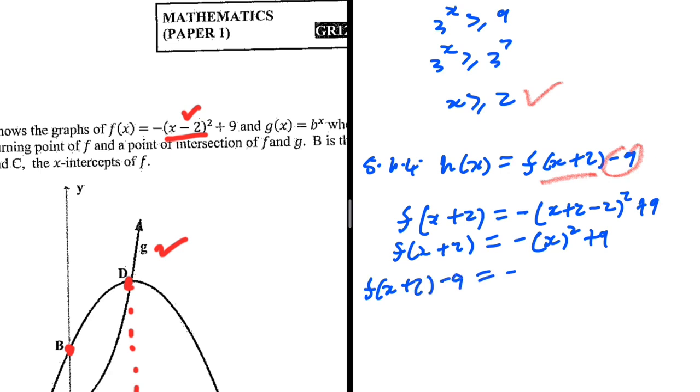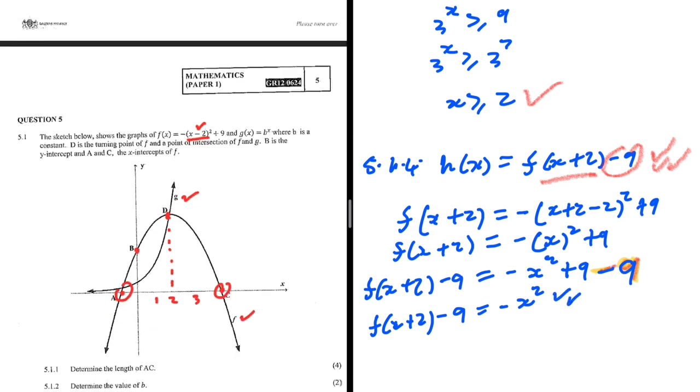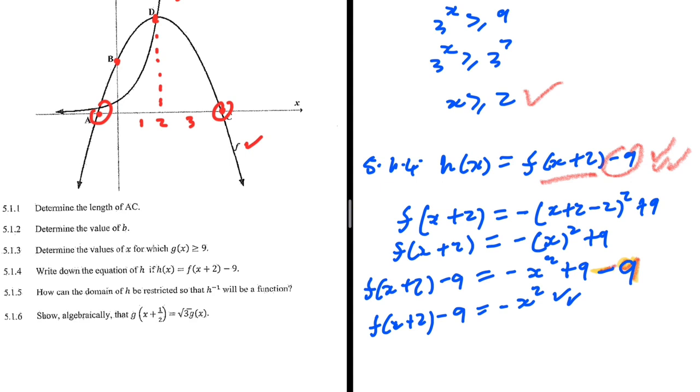This is equal to minus x squared, okay? Plus 9, and then minus 9, right? The 9 that is here, we are accounting for that. So f of x plus 2 minus 9 is going to be equal to minus x squared plus 9 minus 9, which is 0. So there we go. This is f of x plus 2 minus 9. 5.1.4. Let's take a look at 5.1.5.